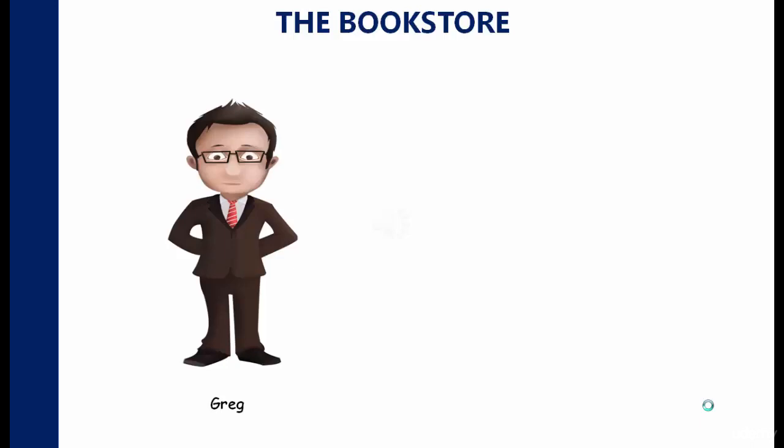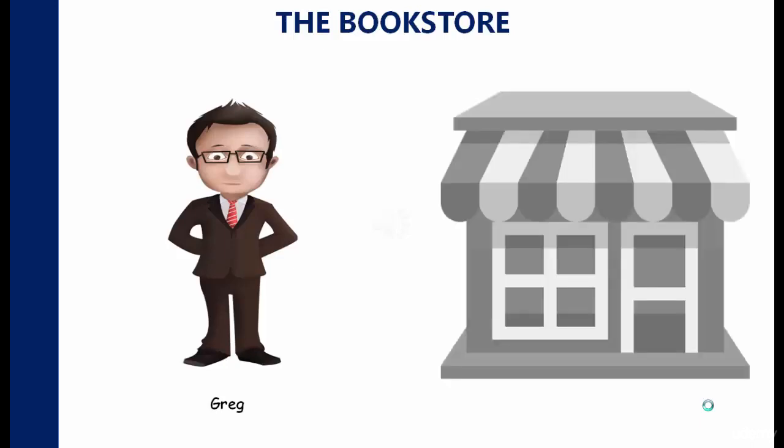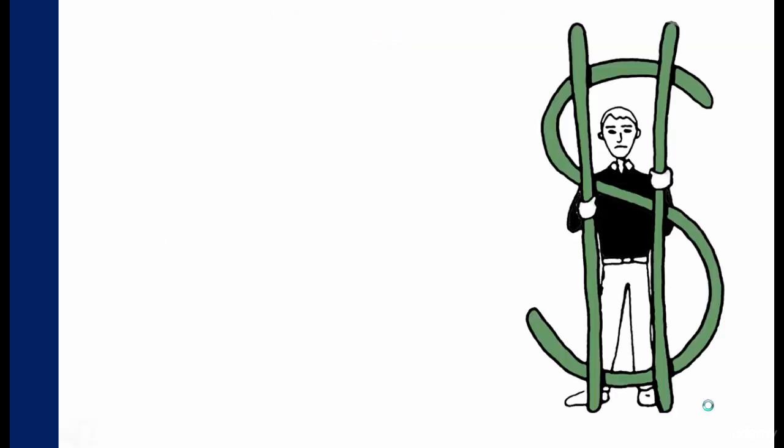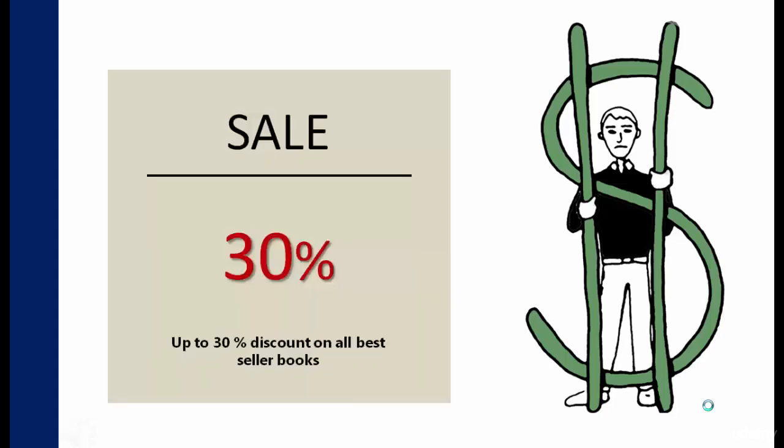This is Greg. Greg started a bookstore. To promote his bookstore, Greg offered a 30% discount on all his books. Greg started keeping the books and customer records manually in a notebook.